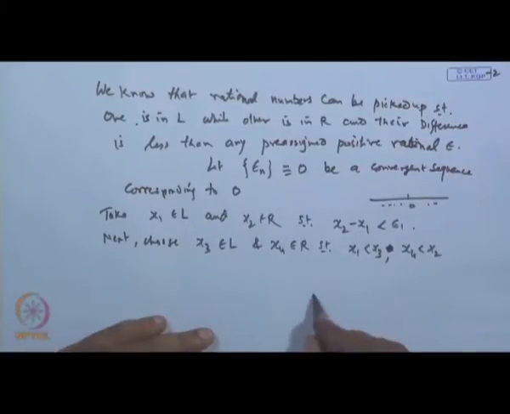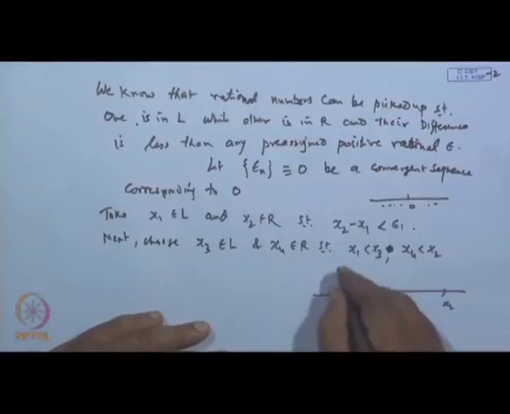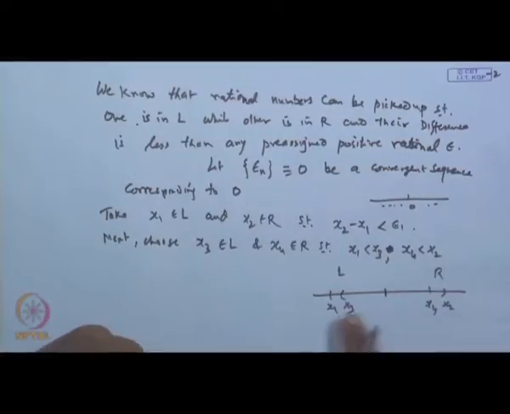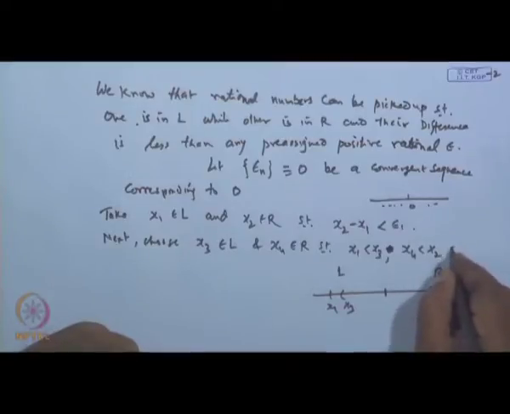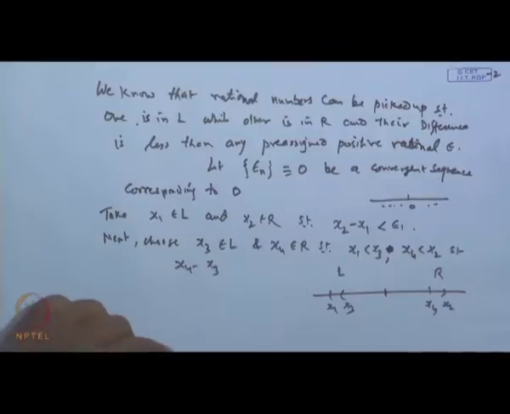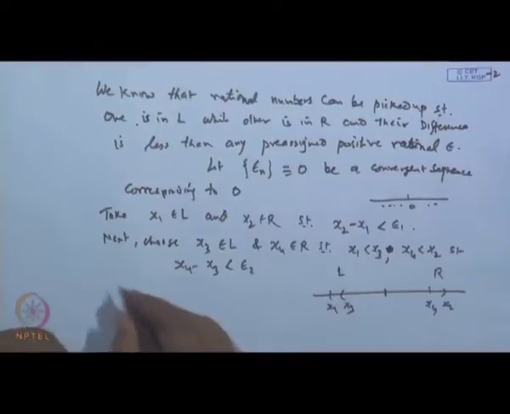So, what we are doing is, this is our number, say I am taking x 1 here, x 2 here, the difference of this is less than epsilon 1. Then I am picking up a number x 3 in L and a number x 4 in R. So, obviously, x 3 is less than x 4, such that x 4 minus x 3 is less than say epsilon 2. Continue this.